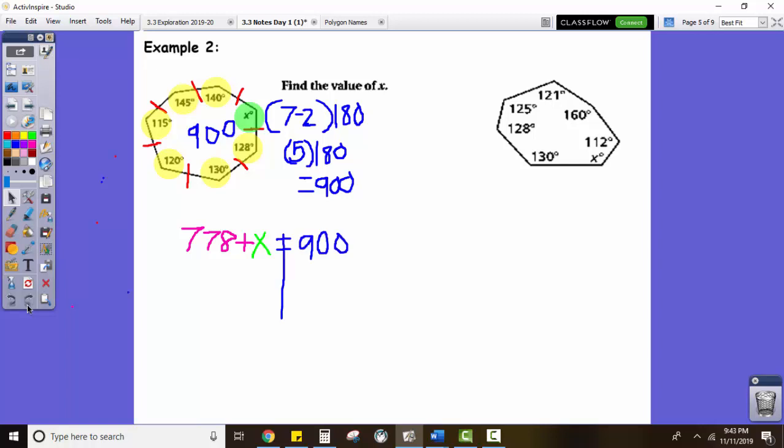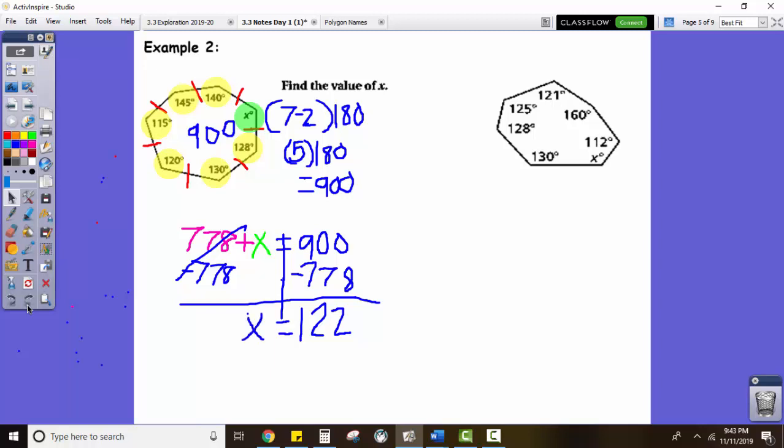Now I'm going to solve my equation for x, so subtract 778 on both sides, and 778 is gone, it's 0. 900 take away 778 is 122. So this missing angle up here for x is actually 122 degrees.